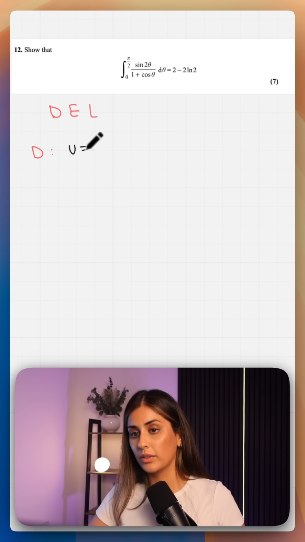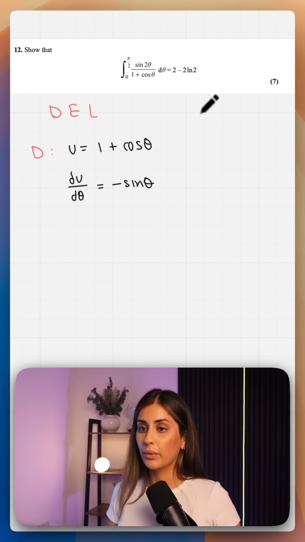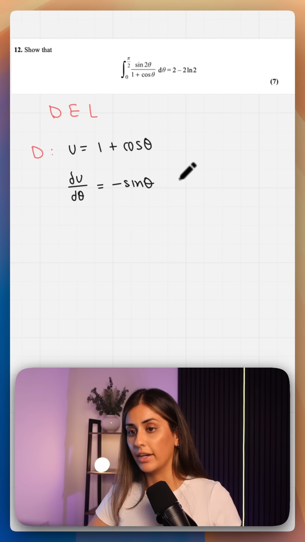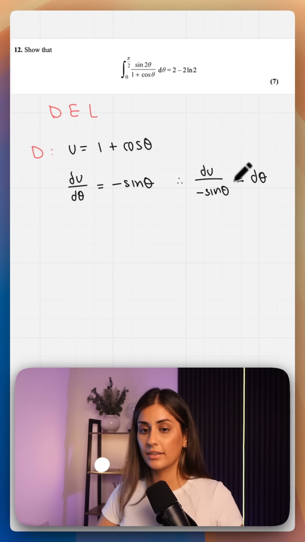Let's let u equal the denominator, 1 plus cos theta. So du by d theta is minus sine theta. Now in the question, d theta is the subject, so let's rearrange. To make d theta the subject, if we bring it up, we divide by minus sine. So that's d theta taken care of.